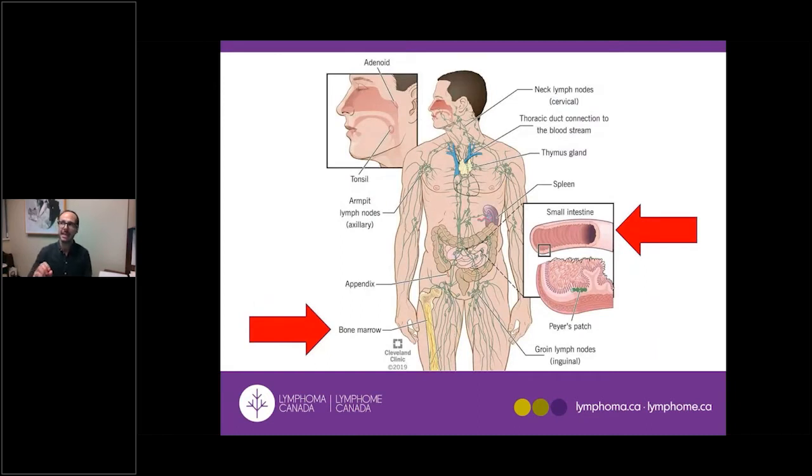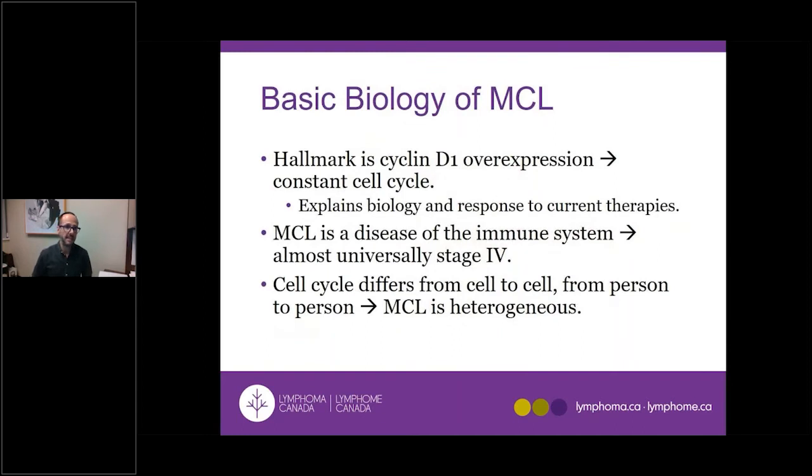But if you can imagine that this process of cyclin D1 overexpression occurs in every single lymph node and lymphoid organ in our system, that explains, at least in part, why almost all patients with mantle cell lymphoma have advanced stage disease at presentation. So to summarize then, the hallmark of mantle cell lymphoma is the overexpression of cyclin D1. It's a disease of the immune system, almost always advanced stage.